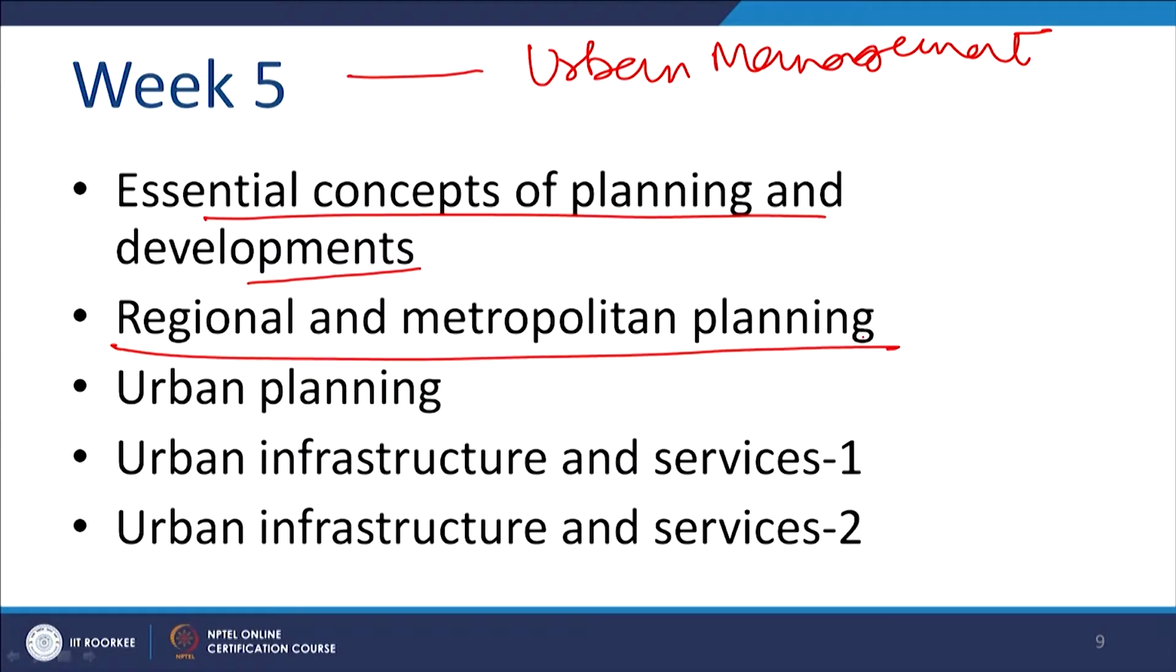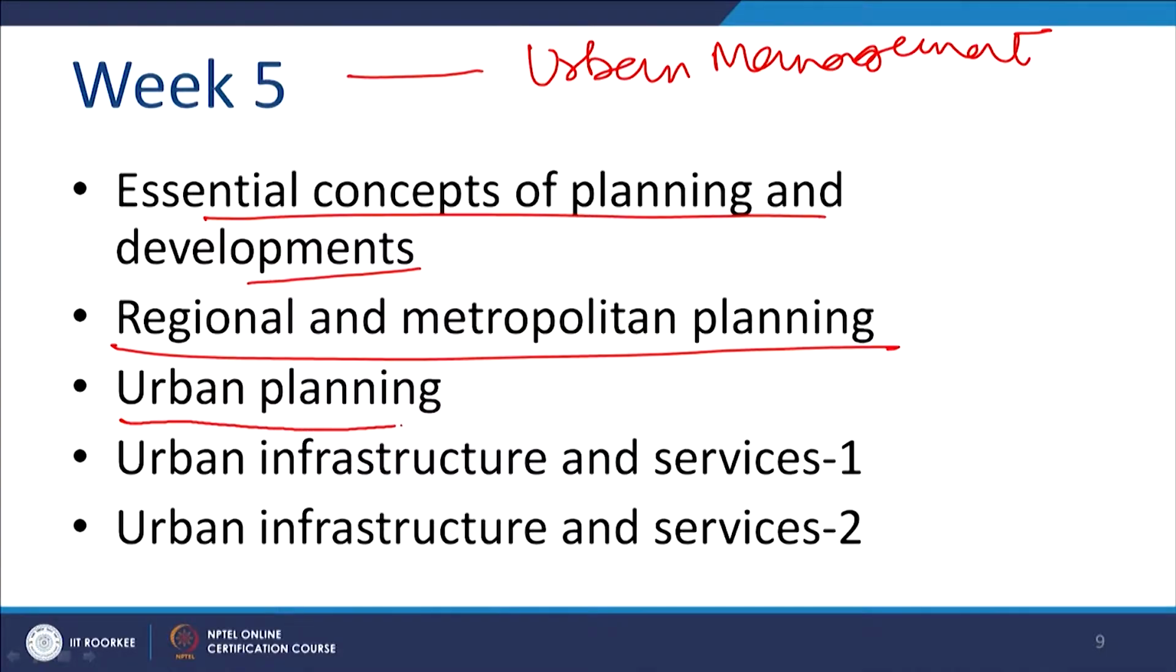We told you that regional planning and metropolitan planning is done in coordination with the urban planning done at the city level, and the bigger cities which have a larger urban concentration with agglomeration need metropolitan planning, whereas districts, where there are multiple urban and rural areas, need regional and district planning. Those kinds of planning are done at the macro level, and then we discussed urban planning.